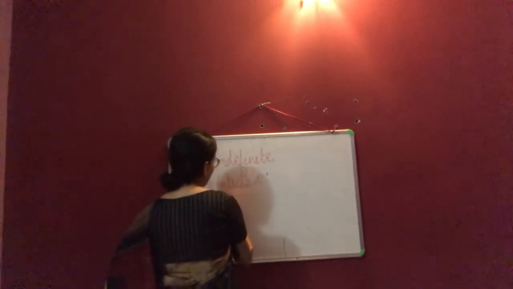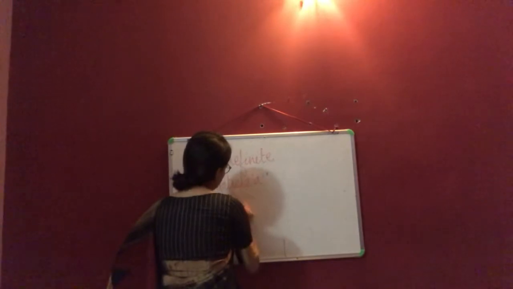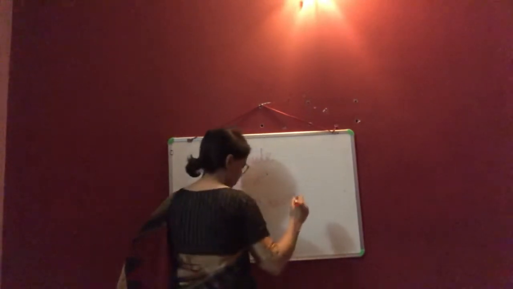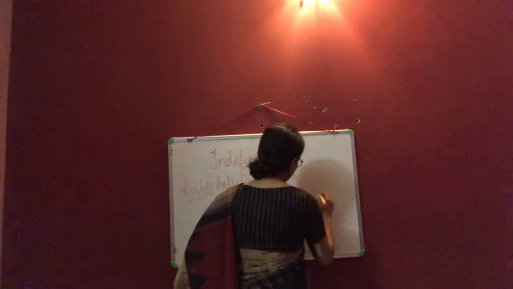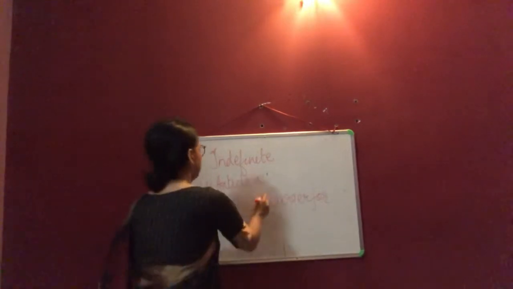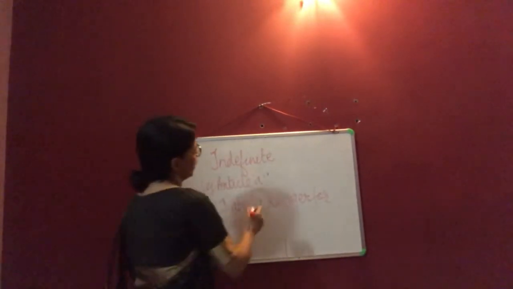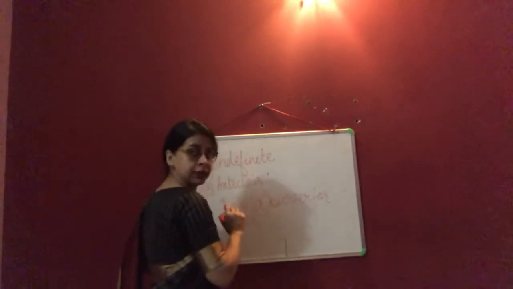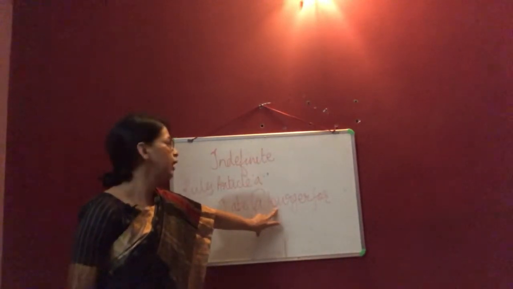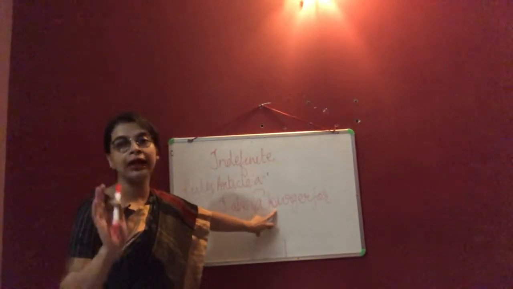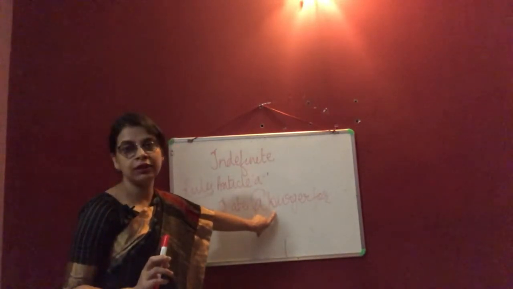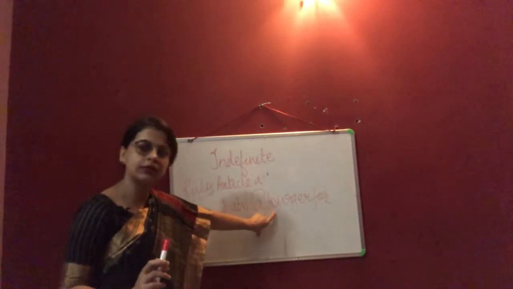Suppose I write, I ate a burger for dinner. Now, can you see a out here? This is coming in front of a consonant. Can you see the article A is coming in front of a consonant? That means other than A, E, I, O, U, it comes before a consonant sound, a consonant sounding word as well as a consonant.